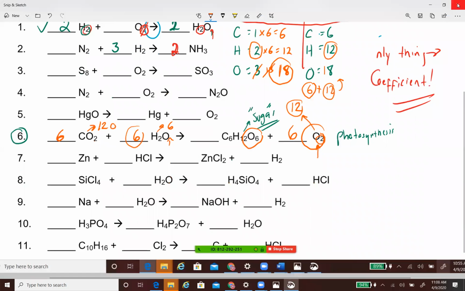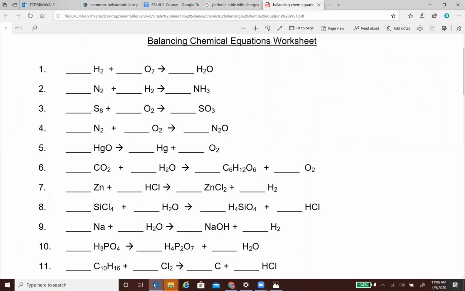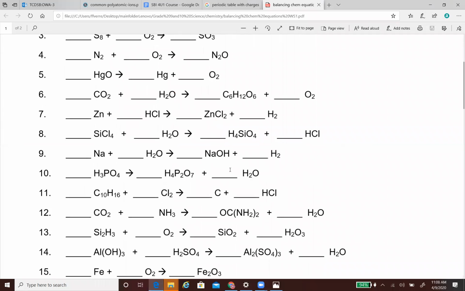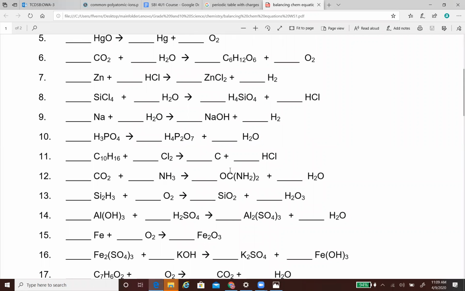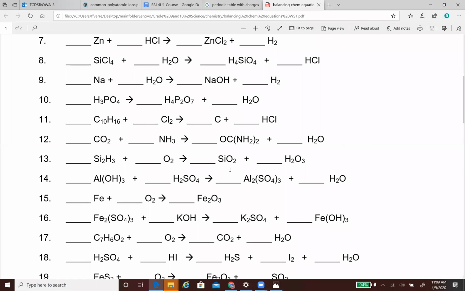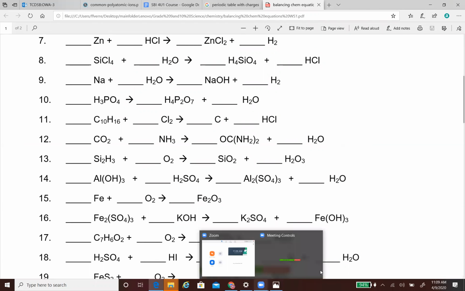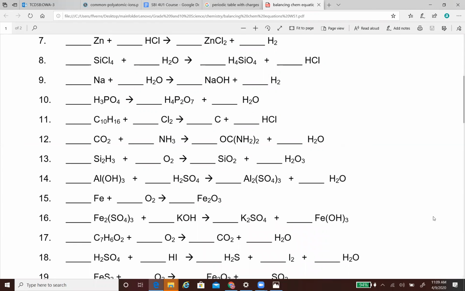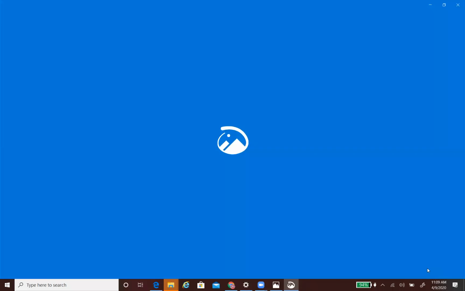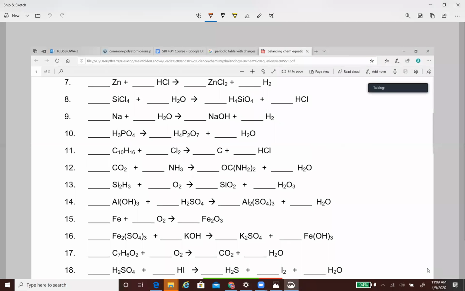Let's go back then to this. And let's look at an example. Okay, we're gonna do an example with a polyatomic in it, okay? So here's the example we're gonna look at. And then we'll wrap up in a little bit, okay?